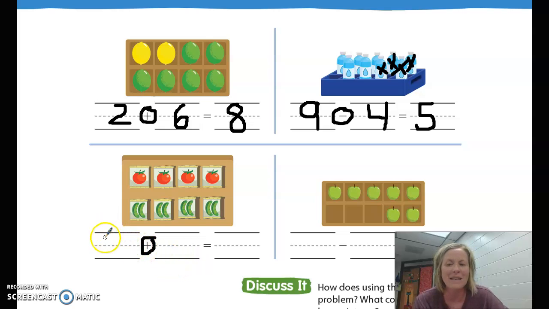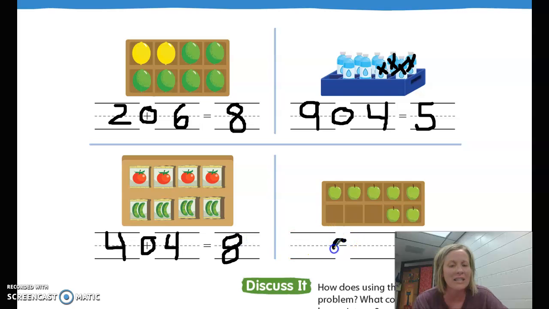All right, how many tomatoes were there? 4. How many peas were there? 4. And what's 4 plus 4 equal? You're right, it equals 8.